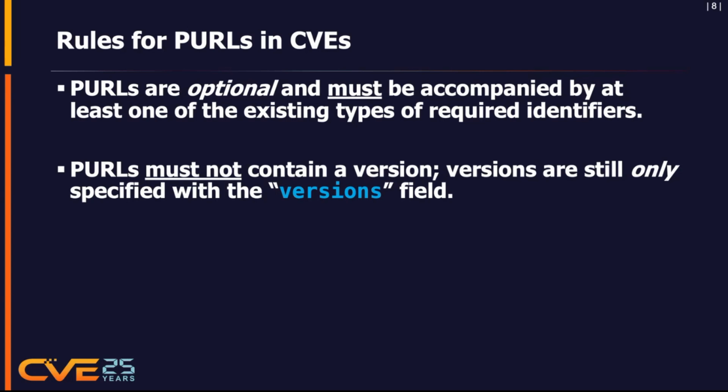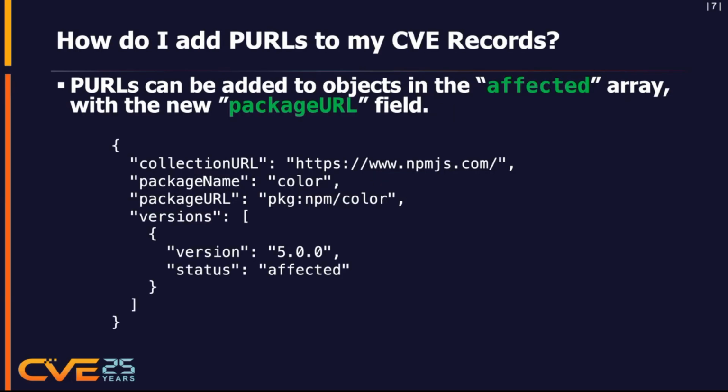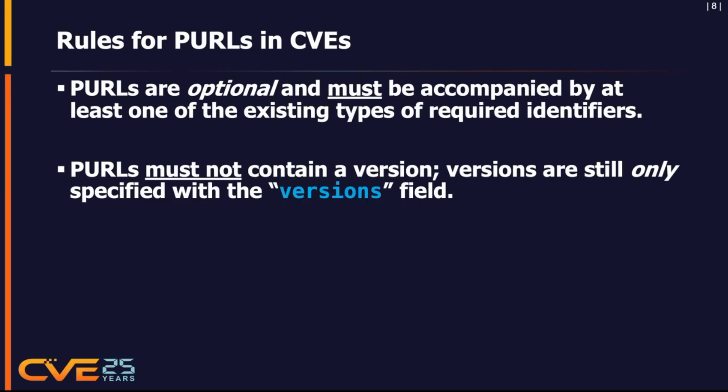The other piece is that the purl specification allows purl strings to contain a version number, which I omitted in the examples that I provided because we actually disallow this. We don't want and will not accept purls that have a version embedded in them. We want versions to still only be specified with the existing versions field, which is an array of these version entries saying which versions are affected or unaffected. This is really just to continue having a consistent place for consumers of CVE data to get version information. We don't want a future where, in order to understand what versions are affected or not affected, you have to parse multiple pieces of the record to sort that out. We want it to be in one place, and so purls cannot contain a version.